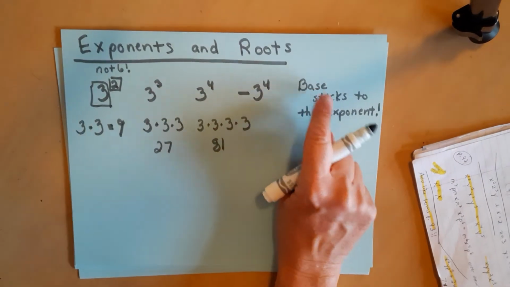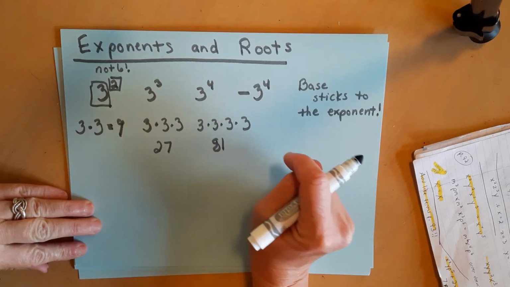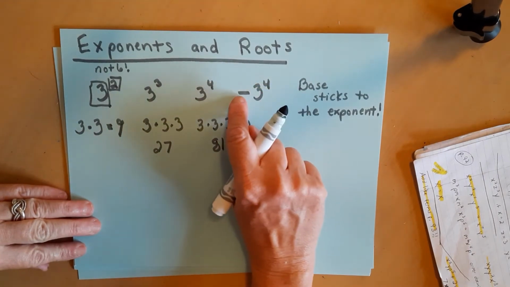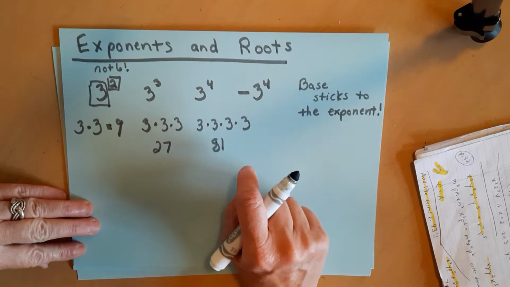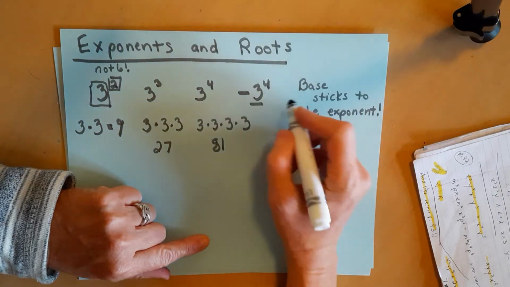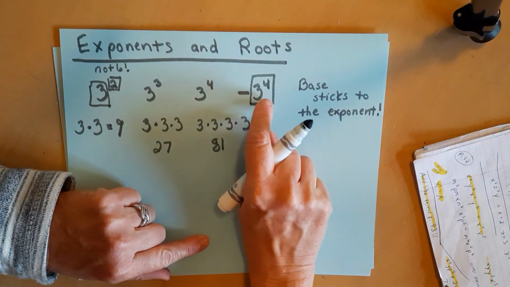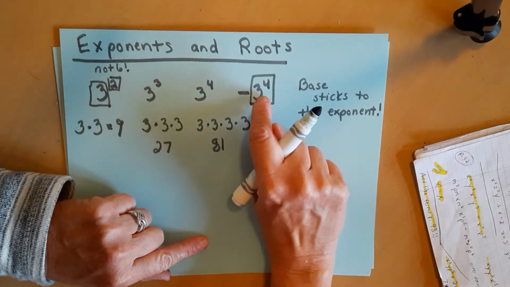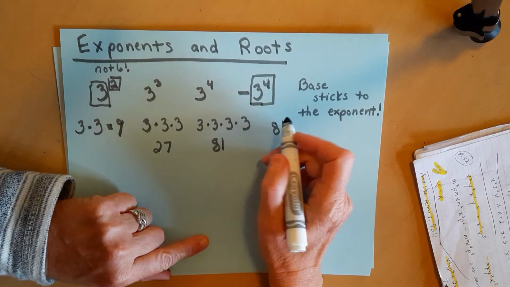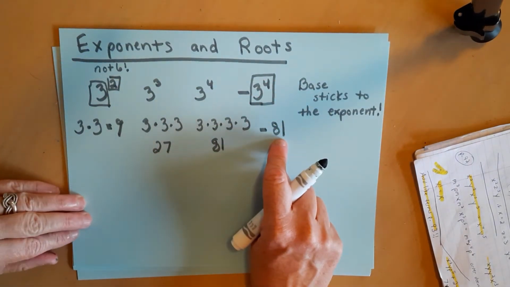Now we get to where I said that the base sticks to the exponent. When we come to this problem, we see they have a negative sign out front. And we have to know, does that mean negative 3 multiplied by itself 4 times? Or does that mean the opposite of 3 multiplied by itself 4 times? If we go by the rule that the base, which is a 3, sticks to the exponent, which is the 4, then we know we have to look at this first. We have to look at what is inside the box first. They stick together. So 3 to the 4th, as we saw over here, is 81. And then we put the negative sign in front of it. So this negative 3 to the 4th equals negative 81.